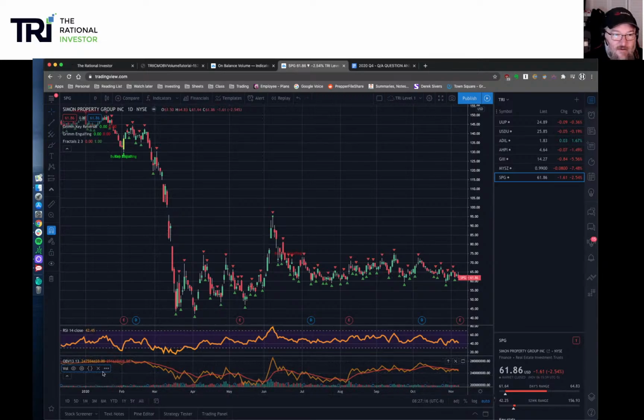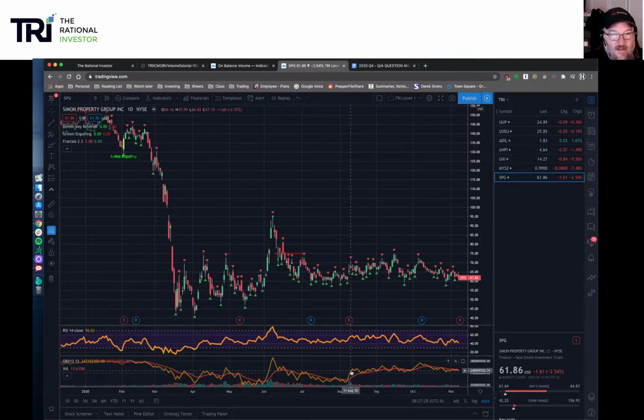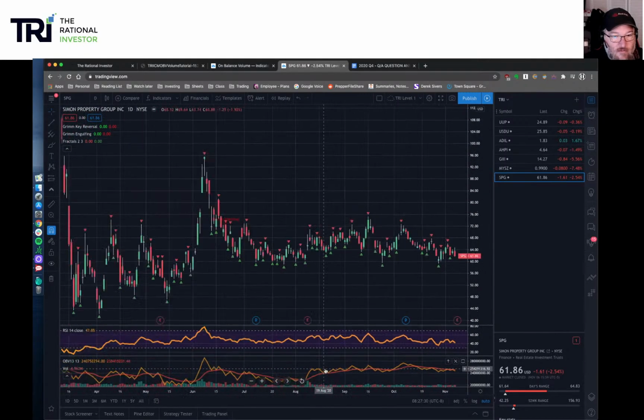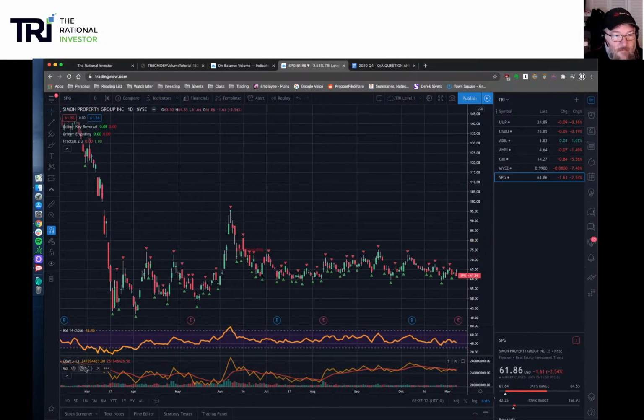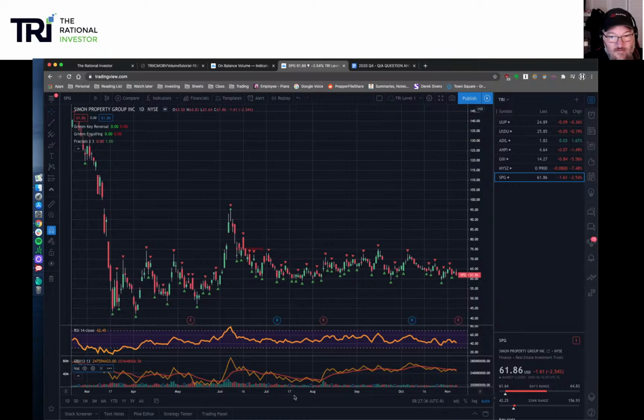the value is on that. But what I do want to do is see the volume clearly. And so what I'll do is I'll come in here and I go pin to scale. It's on no scale now. And that's actually pretty common. So no scale works pretty well. You can pin that to the left scale if you do want to see your values, but you don't want it to interfere with the OBV.